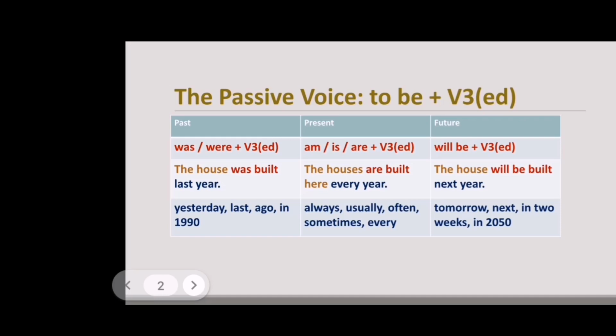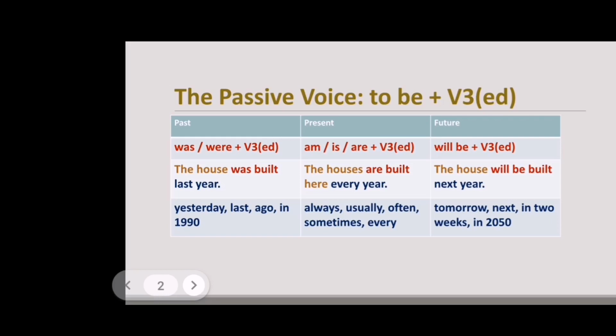To be in present, am, is, are. So the structure is am, is, or are, plus the third form of the verb or ending ed. The markers, the words like always, usually, often, sometimes, every. Example, the houses are built here every year. The houses here in the plural, so are built.